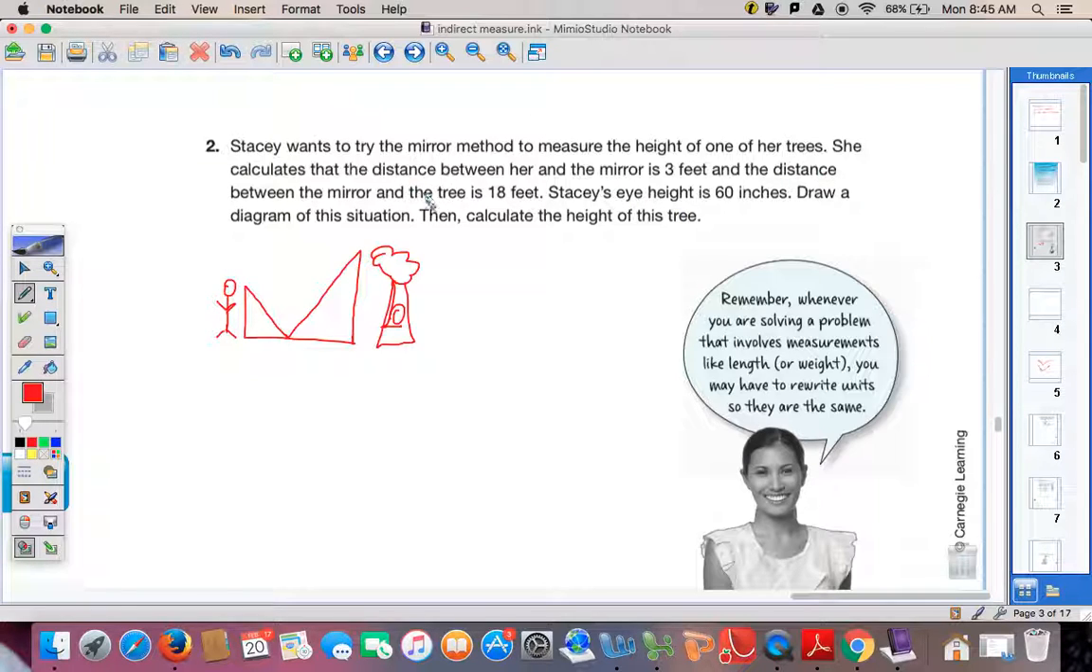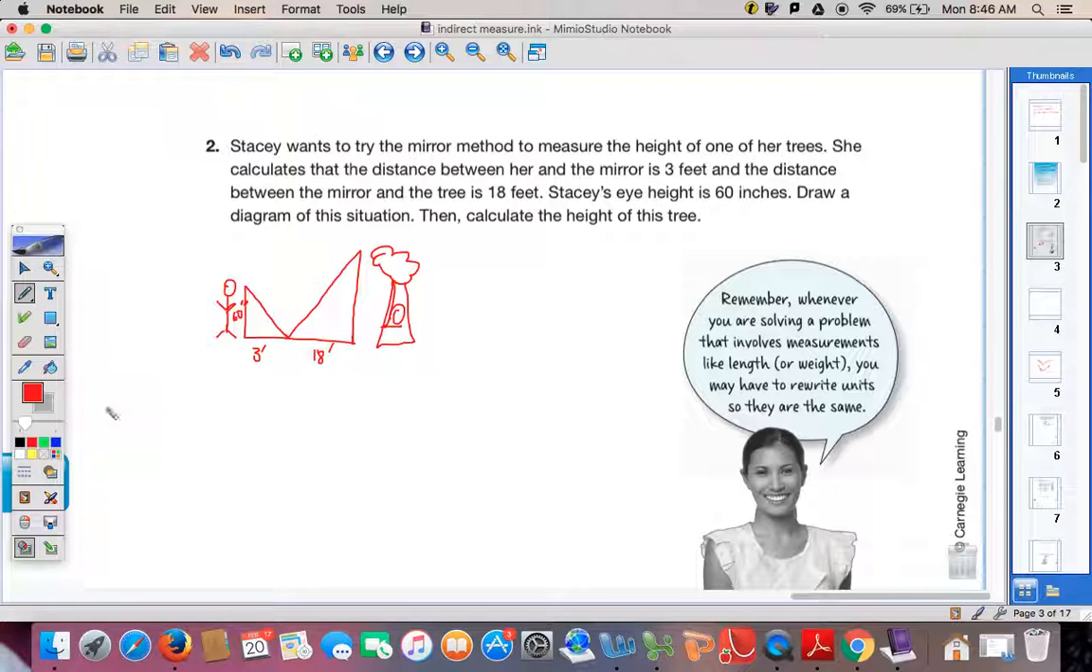She calculates that the distance between her and the mirror is 3 feet, so the distance here is 3 feet, and the distance between the mirror and the tree is 18 feet, so this distance over here is 18 feet. Stacy's eye height is 60 inches, so the distance from her eyes down to here is 60 inches. So that's inches. Draw a diagram of the situation and then calculate the height of the tree.